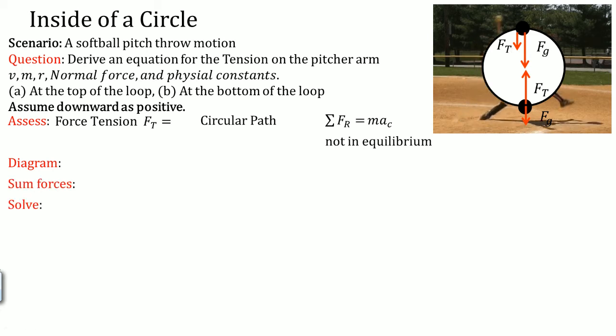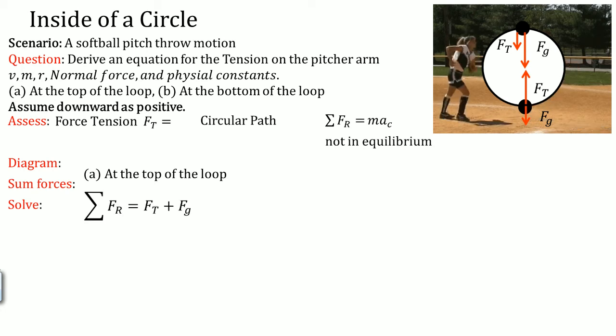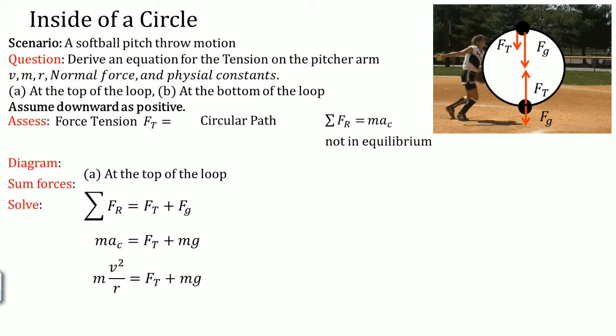So let's do the summation of the forces and solve. The first part is at the top of the loop. At the top of the loop, the summation of Fr is equal to force tension plus force gravity. They're both adding here because they're both pointing downwards. You can make the substitution and solve. You have to subtract mg from both sides so you can get force tension alone.